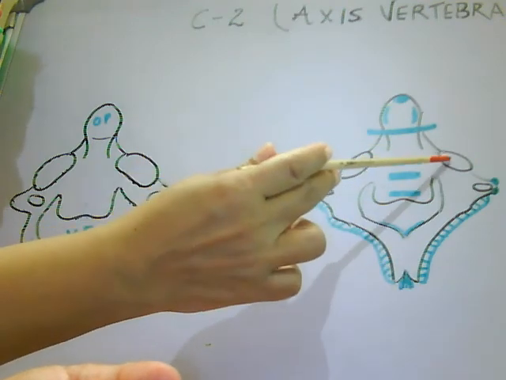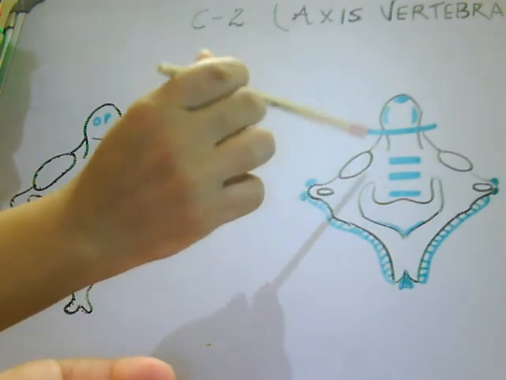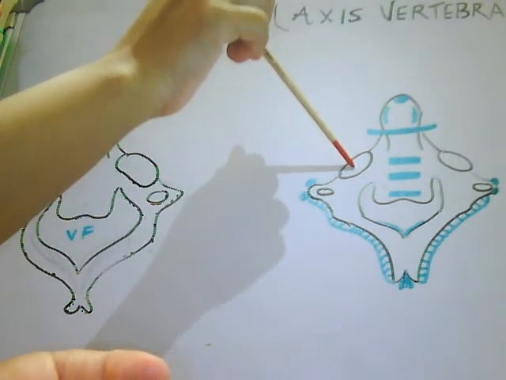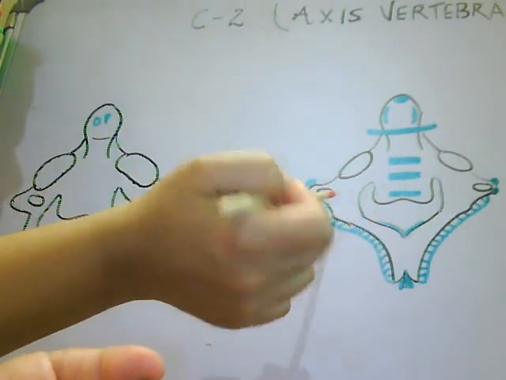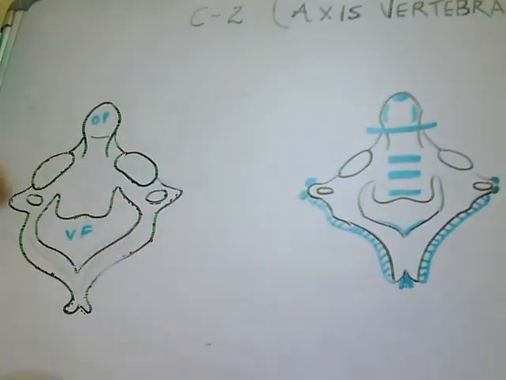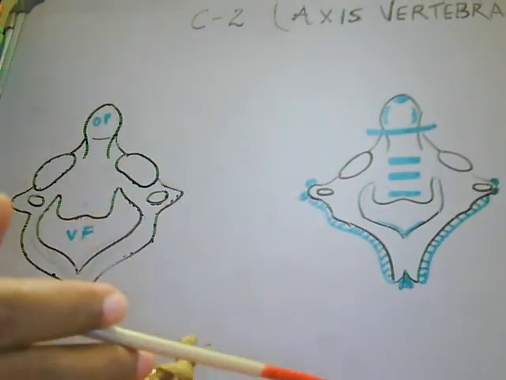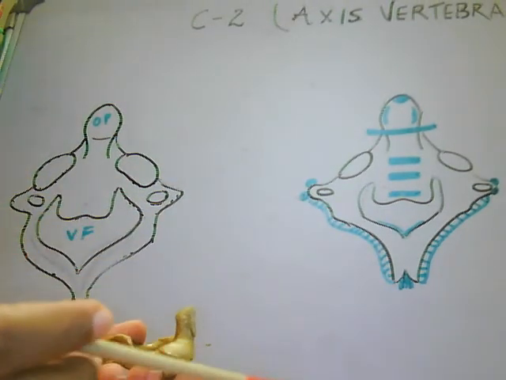Here you can see the superior articular facet, which is directed upward and laterally, and the inferior articular facet directed downward and forward. So these are the structures that are attached: these are the muscles and these are the ligaments attached in the axis vertebra.